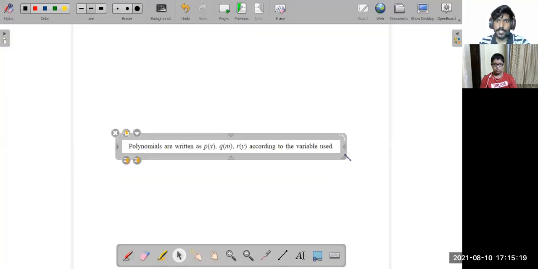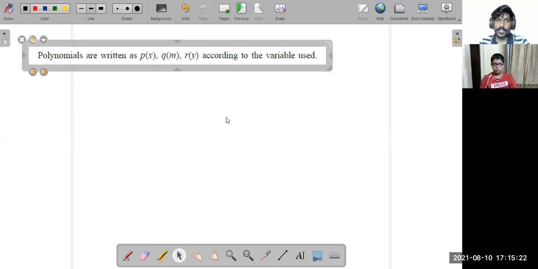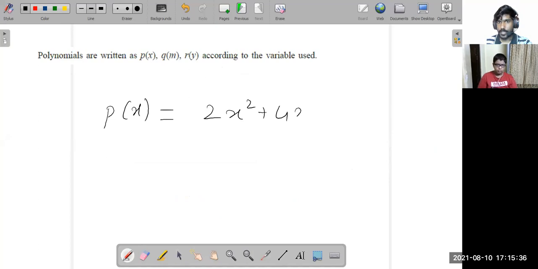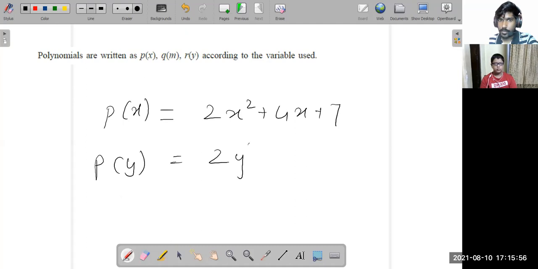Okay, look at this point. This point says polynomials are usually written like this. They are denoted like this: p(x), q(m), r(y). For example, p(x) equals 2x squared plus 4x plus 7. That means the polynomial is p, and in the bracket we put x, where x is the variable used. If a y variable is used, then we use p(y) like this: 2y squared plus 4y plus 7.